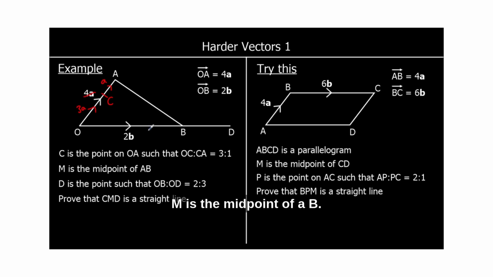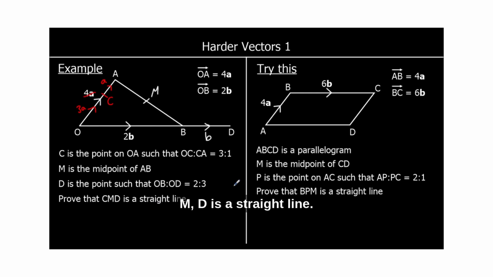M is the midpoint of AB, so M is halfway along AB. And D is the point such that O to B is 2 parts, it's 2b, and O to D is 3 parts. So if O to B is 2 parts and it's called 2b, each part must be b. So O to D must be 3 b's. O to B is 2 b's, B to D is another b, so the whole journey is 3 b's. So O to B is 2b, O to D is 3b.